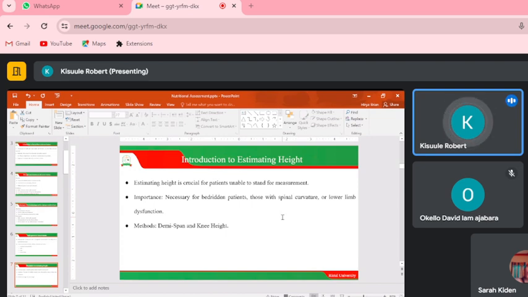Okay, yeah, and if a patient is unable to stand, what do we do? We take recumbent length. But then we also have other methods such as the demispan, and also the knee height. So we are saying it is important and necessary for bedridden patients whose spinal curvature or lower limb are dysfunctional.